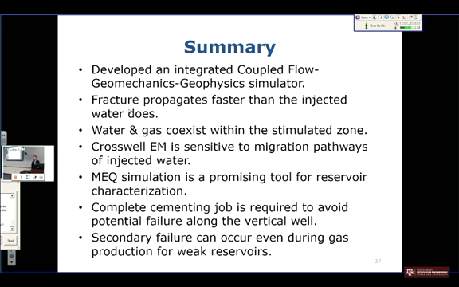So is your fracture simulator truly 3D? Can you do stress shadowing? I'm sorry, is your geomechanics one truly 3D? So can you do stress shadowing? Yes. That's a yes.